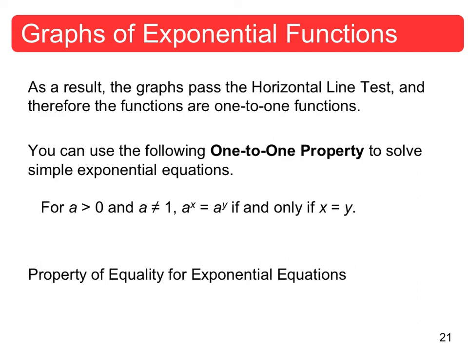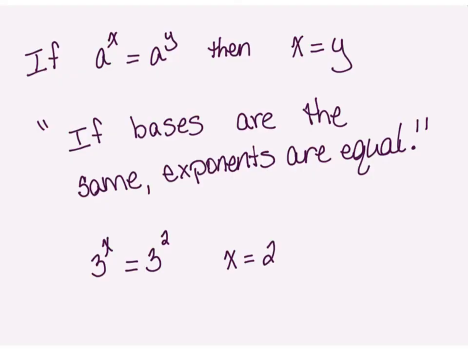And this property, the one-to-one property, you also may have heard it called the property of equality for exponential functions. Either one of those terms is completely fine. But that allows us to solve some equations. And what that means is, if you've got a to the x set equal to a to the y, because the bases are the same, your x and your y are equal. The important thing is, your bases must be the same. If your bases are not the same, it doesn't work. So if your bases are the same, your exponents are equal.